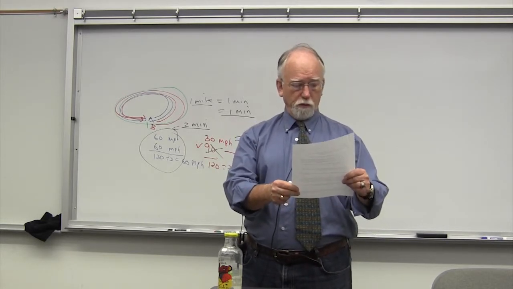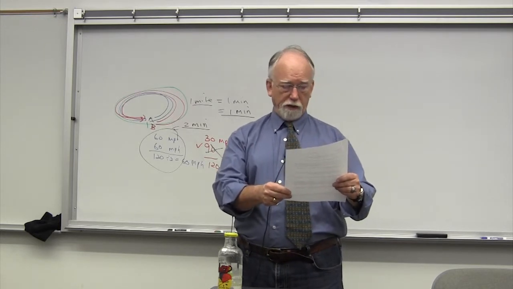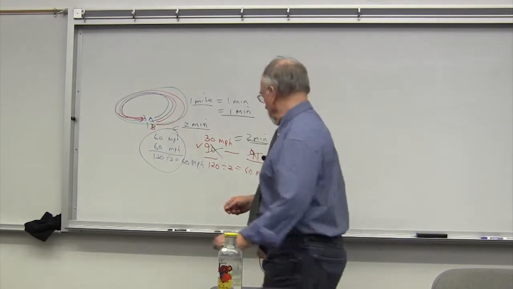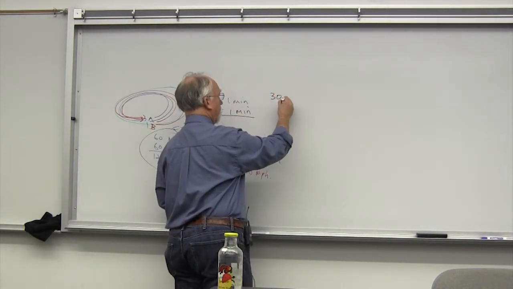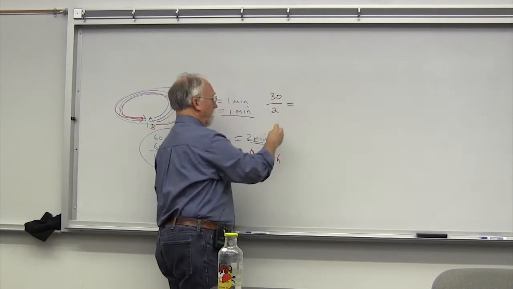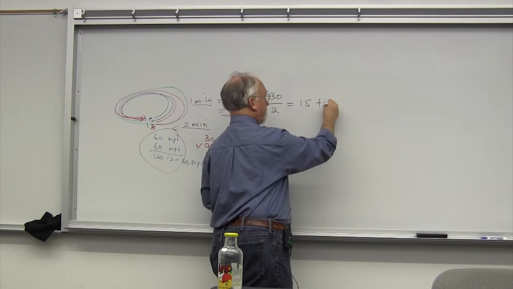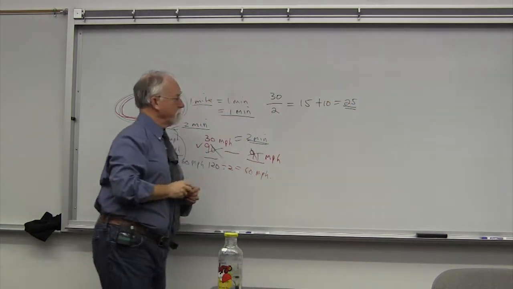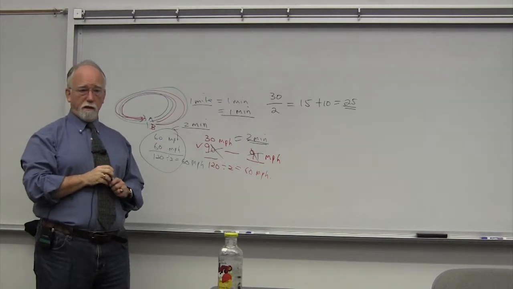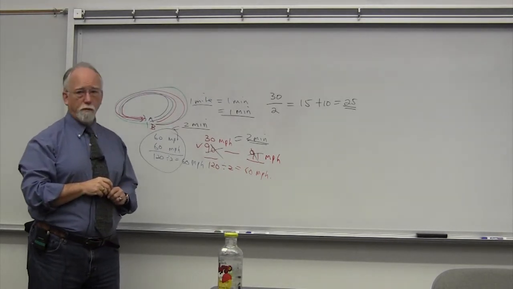Number 2, it says compute the following and then show your work. Divide 30 by 1/2 and add 10. All right, so we're going to divide 30 by 1/2 equals 15, and then we add 10, and that equals 25. Is that the answer that you got? Yeah, then why was it marked wrong?